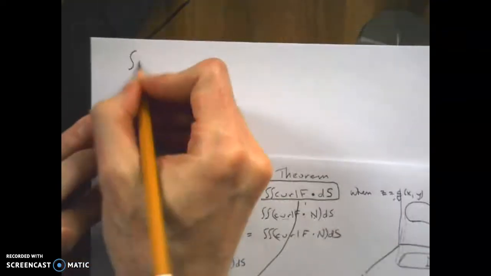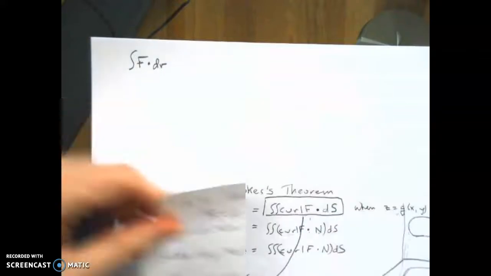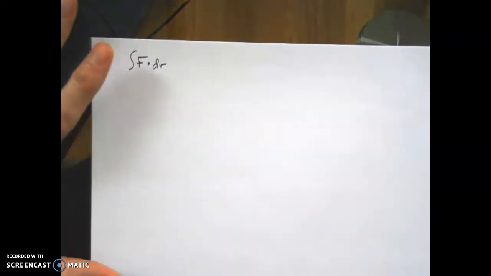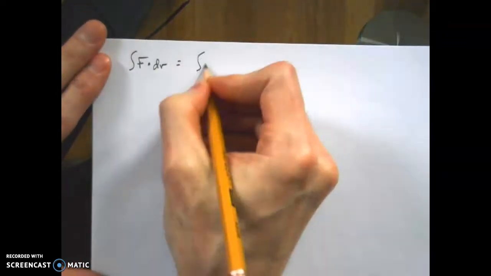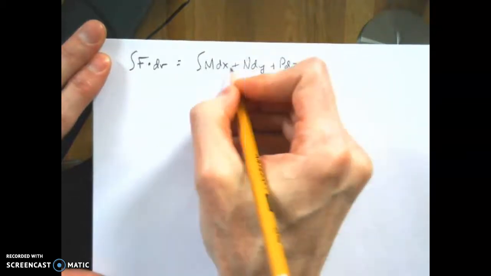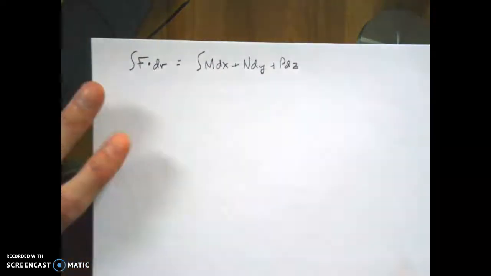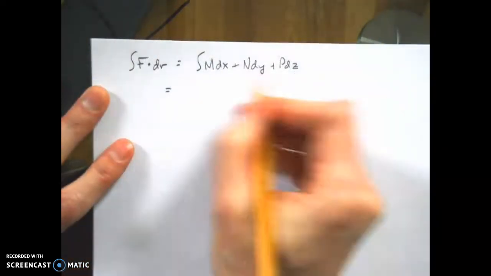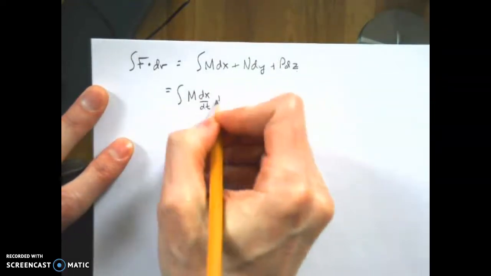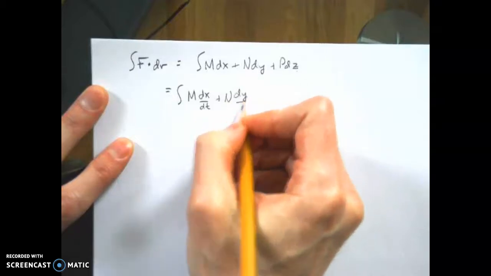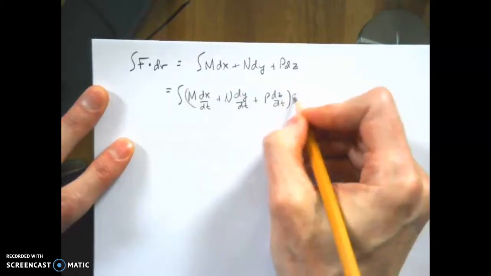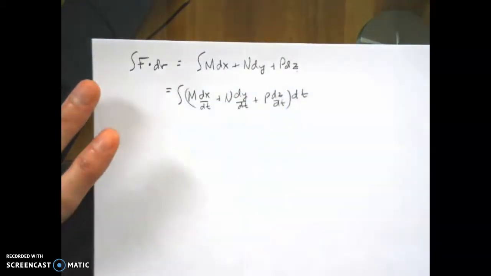So the integral of f dotted with dr, over this curve, and I'm going to show that that's going to be equal. So the way that we calculate this thing is you've got m dx plus n dy plus p dz, going around your curve. Now, I'm going to just rewrite this as an equivalent expression, m dx/dt plus n dy/dt plus p dz/dt, and then we've got a dt out here. Okay, and there's a reason I'm going to do that.